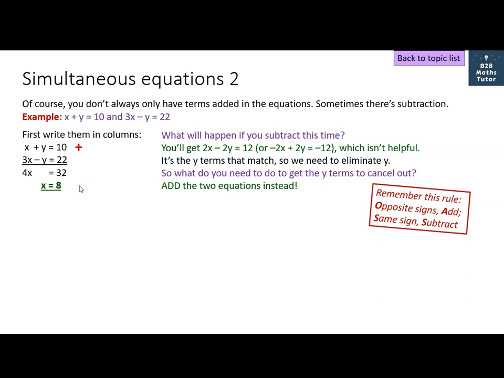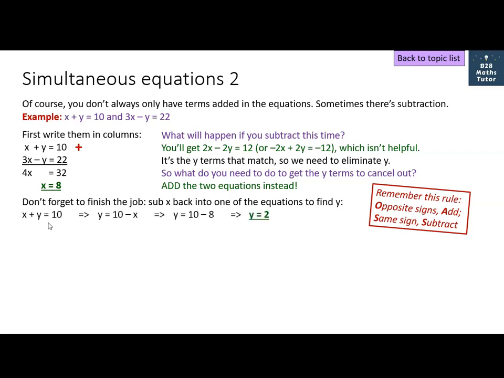Now don't forget we've only found x so far, so we need to sub back into one of the equations to get the y value. So let's use the first one again. X plus y equals 10, so y equals 10 minus x, which is 10 minus 8, because we know now that x is 8. So y must be 2. And then your final check, sub into the other equation, 3x minus y is 3 times 8 minus 2, which is 24 minus 2, which is 22, and that matches the equation, so we're done. Now some for you to have a go at.